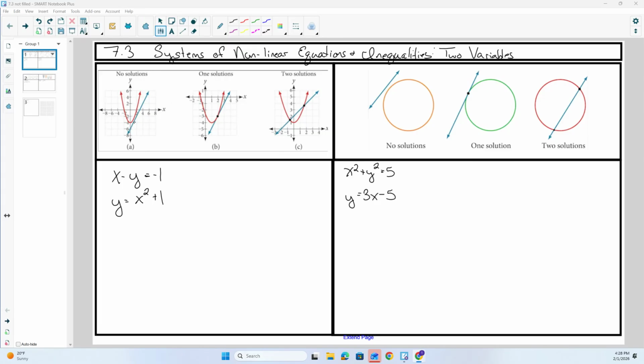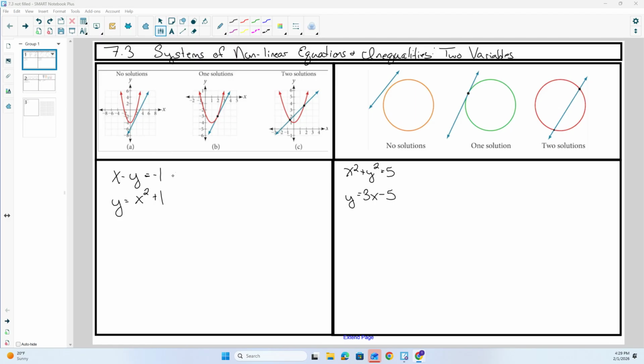The first option is they never meet, which means there's no solution. One option is that they intersect only once, and then there's an option where they intersect twice. There are not infinite solutions because obviously a line only has one slope, and the parabola curves. So depending upon how we want to do this, I typically like to do substitution.